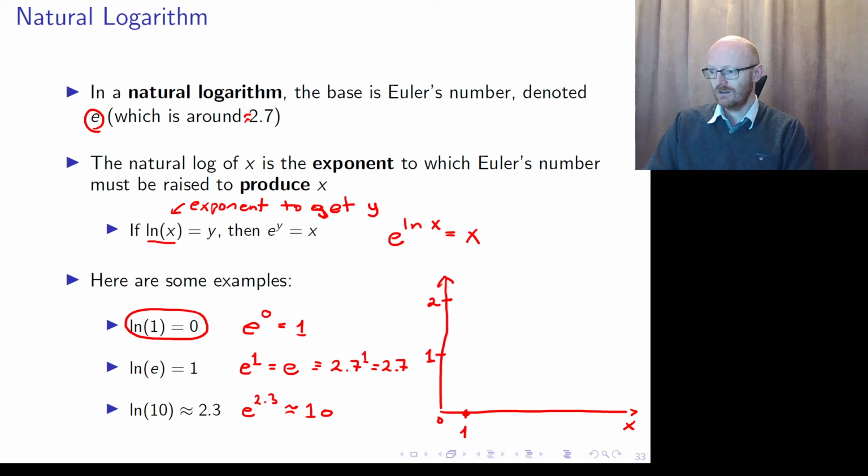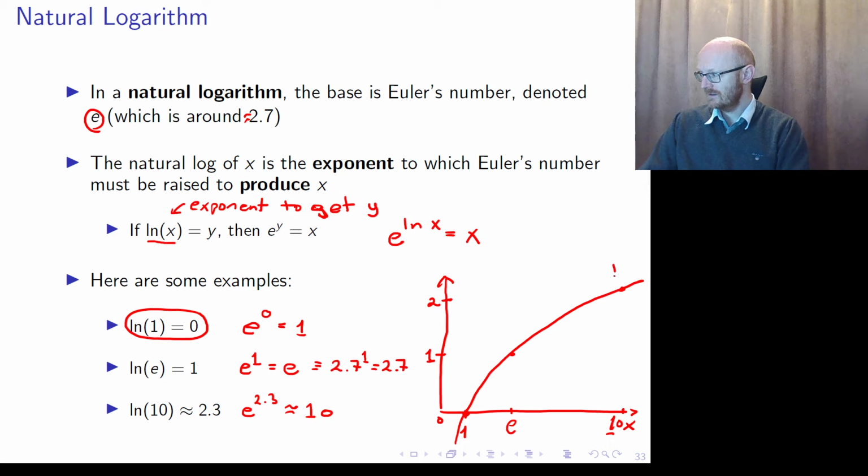And if x is around e, which is 2.7 something, then the natural logarithm of this number is equal to 1. And if you have x equal to 10, then the natural logarithm is around 2.3, right? So you have this concave function, which is ln of x.